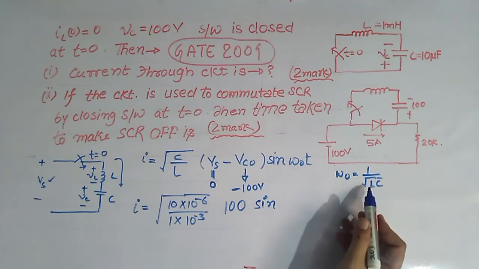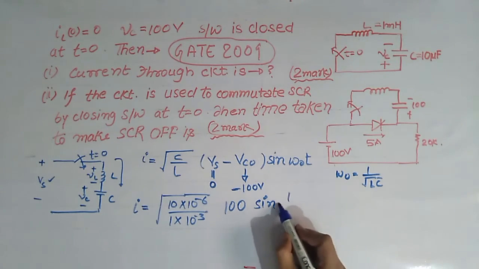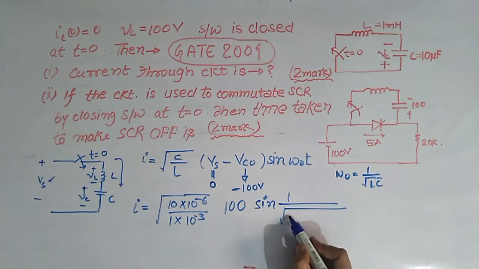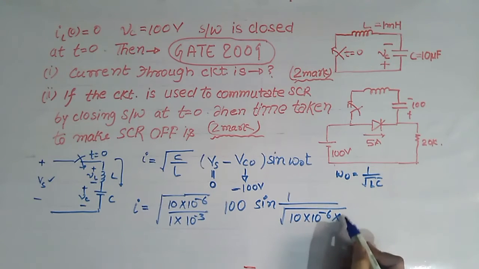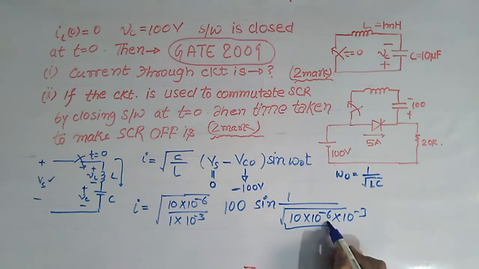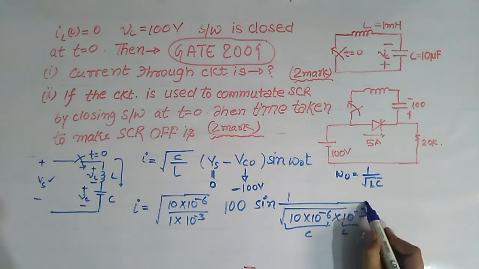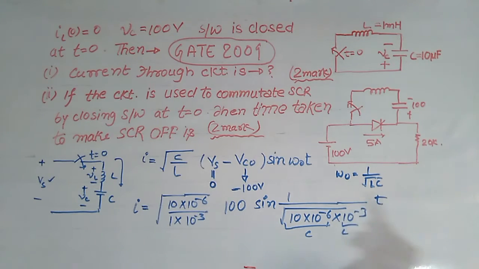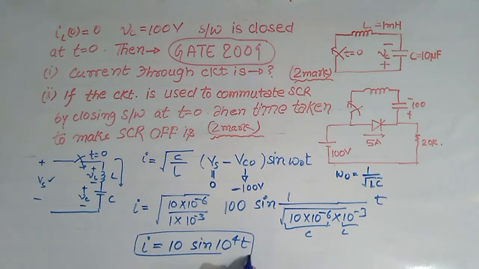and what is omega naught? That is equal to 1 by root LC. So 1 by under root of 10 into 10 to the power minus 6 into 10 to the power minus 3. This is C and this is L. Into t. So on solving this we get I equals 10 sine 10 to the power 4 t. So this is the first part of the question, where current I is 10 sine 10 to the power 4 t.